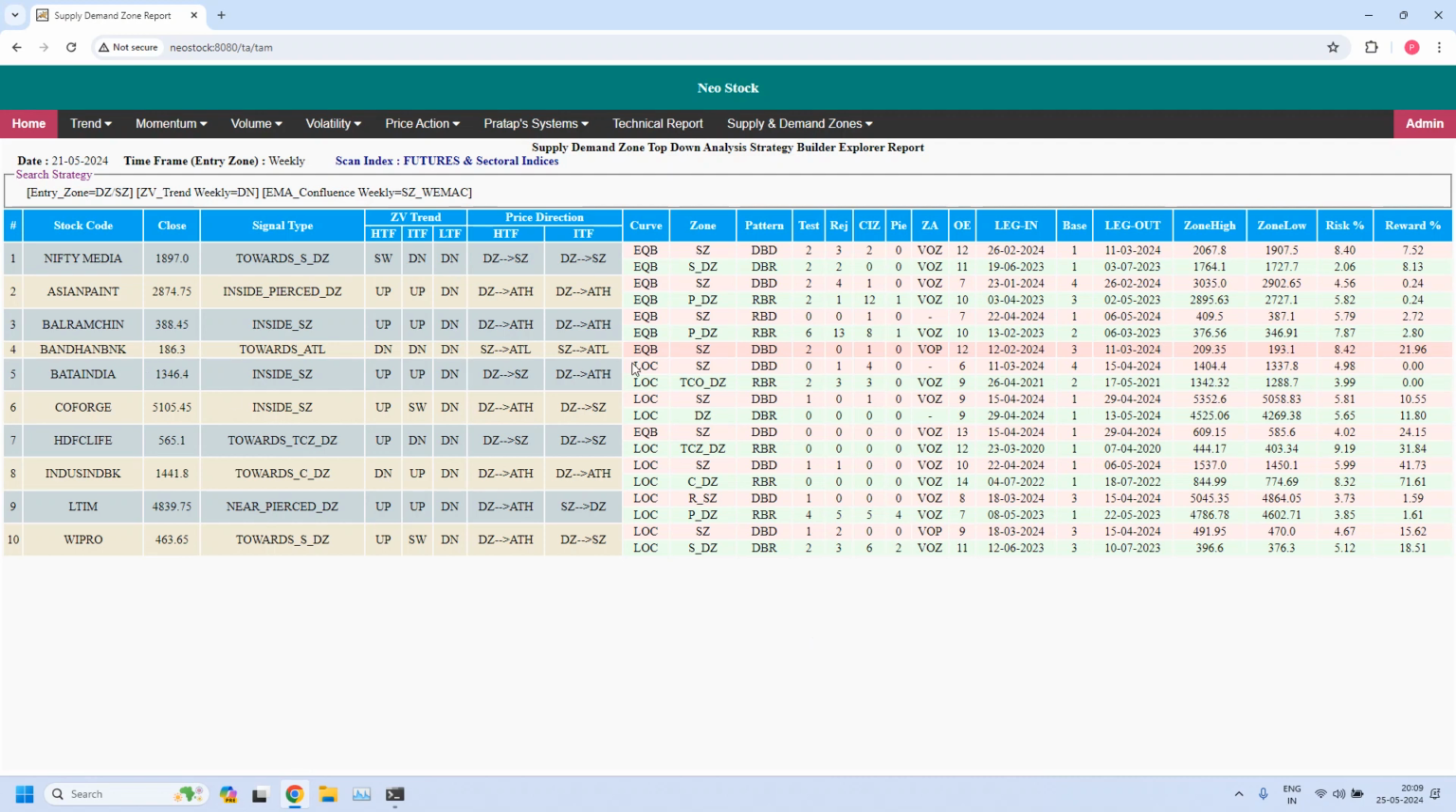See, Bandhan Bank is an all-time low stock. That's why you have only supply zone.